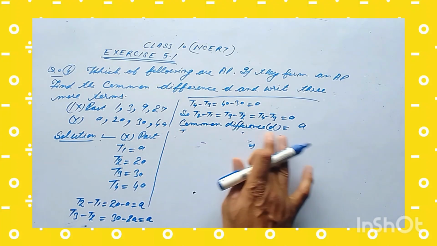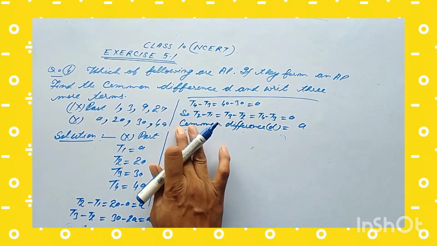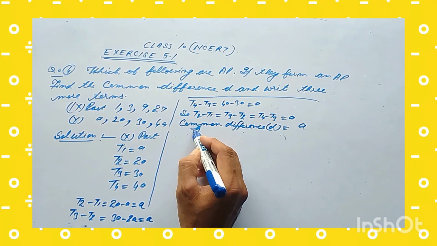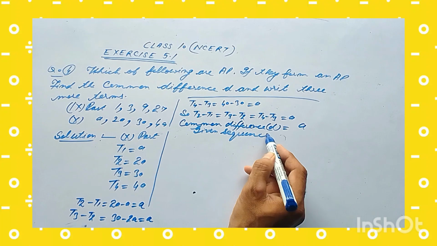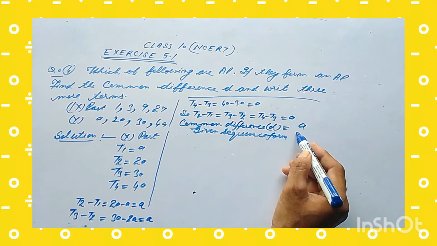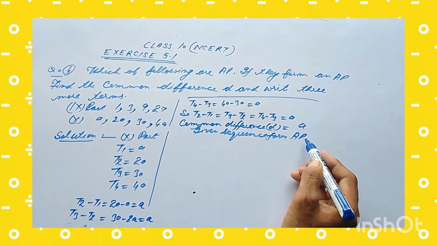In this case, given sequence form the AP. Given sequence form AP because common difference is equal.